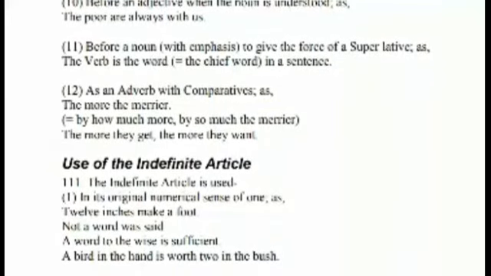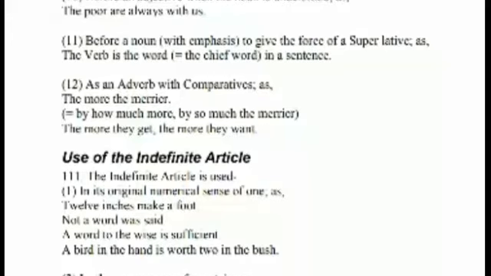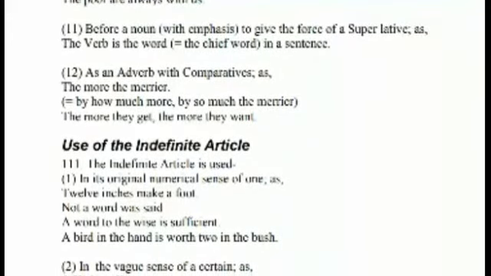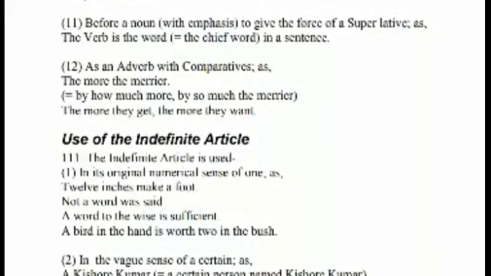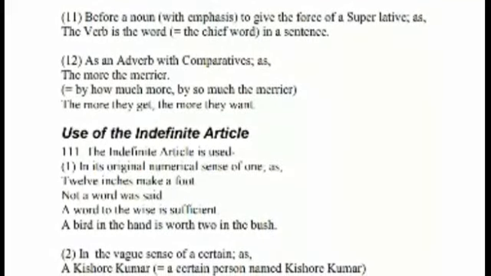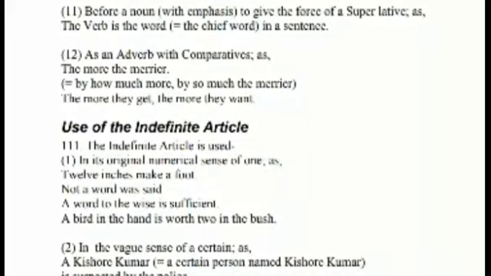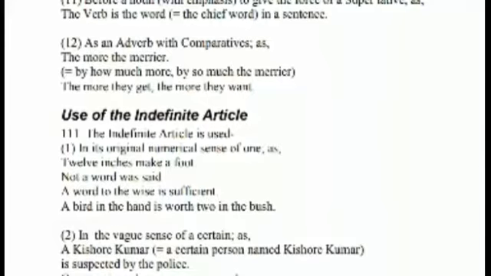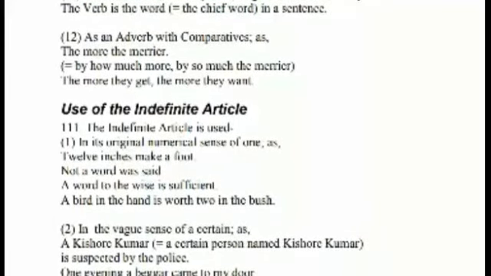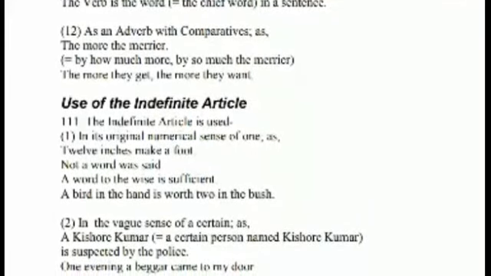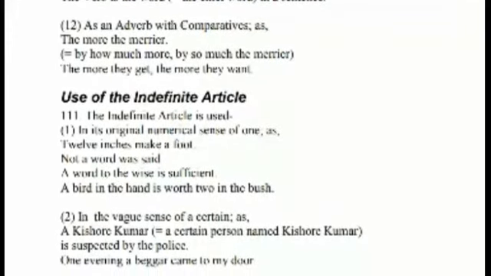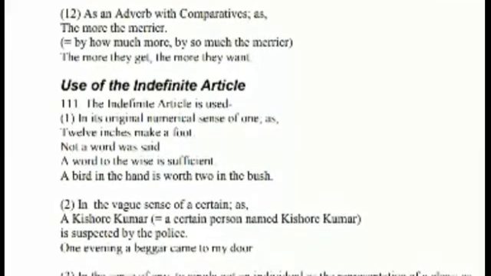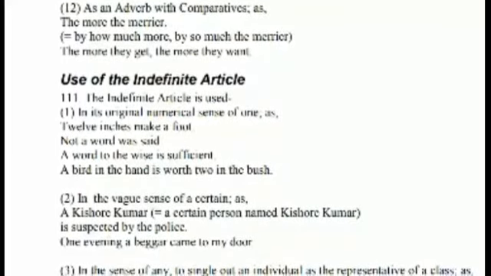Next, that is the last rule. As an adverb with comparatives. That is, the more they get, the more they want. Here, before the comparatives, more, the is used. So these are all the 12 rules for usage of articles. Once again, just go through the PDF and try to understand.